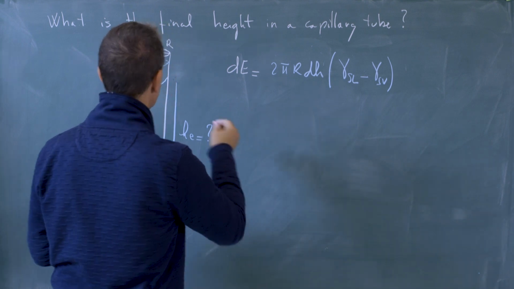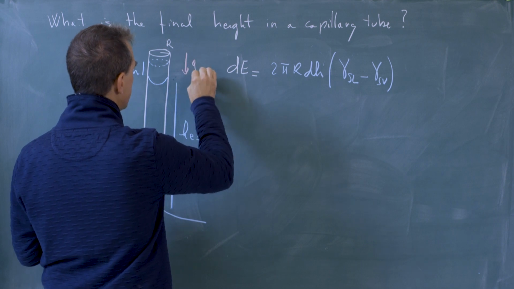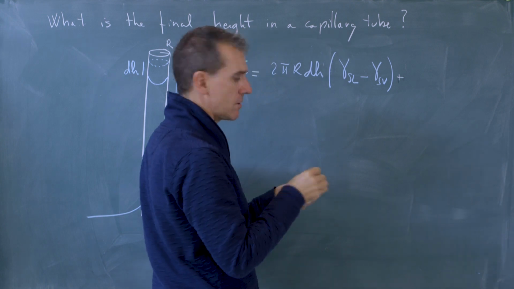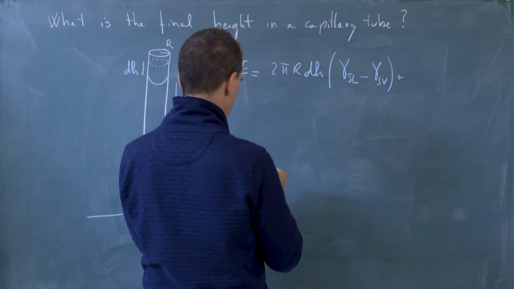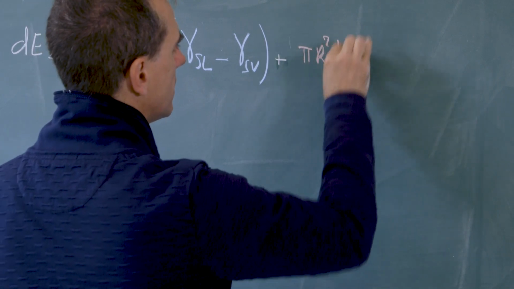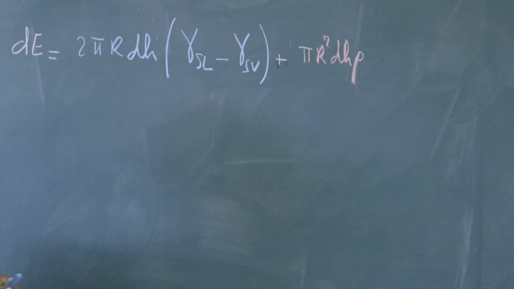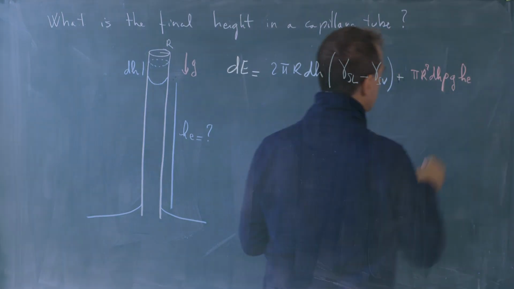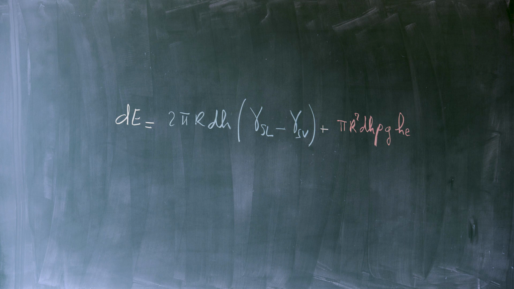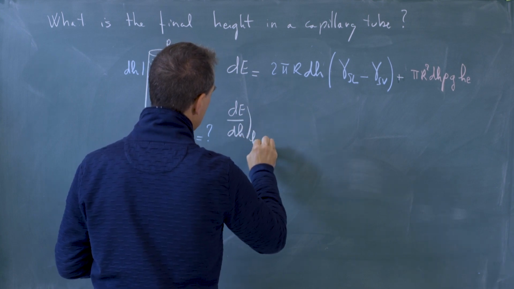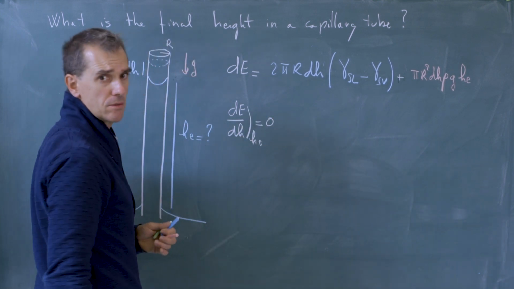And then we have a second contribution associated to gravity, which will come like a mgz term, where m is the mass of liquid that has been displaced, so pi r square dH times the density. So mg, and this is at the location HE. Well, what defines the equilibrium is that this variation of energy at equilibrium is exactly equal to 0.